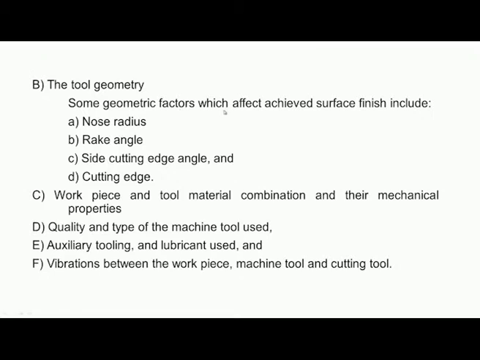Some geometric factors which affect the finish are the nose radius, and the various angles like rake angle, side cutting edge angle, and cutting edge angle. The cutting tool geometry will definitely affect the surface finish on the workpiece. And then the combination of workpiece material and tool material and their mechanical properties will also affect the finish of the workpiece. And what type of machine tool we use: if we use a very robust and well built machine tool, naturally we get a good finish.